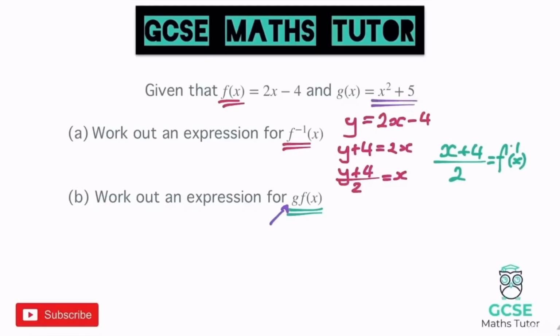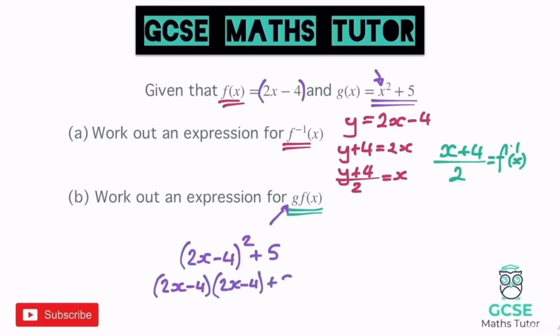The way that I do it is I stick the function of f in a bracket, and I replace the x value here with that bracket. If I do that, I get (2x minus 4) in brackets squared, because it's x squared, and then plus 5. So really there is an expression for that, but I'm going to completely expand it and simplify it all down. So we have a double bracket, 2x minus 4, and another 2x minus 4. And then once we've expanded that, we just need to remember to add 5.